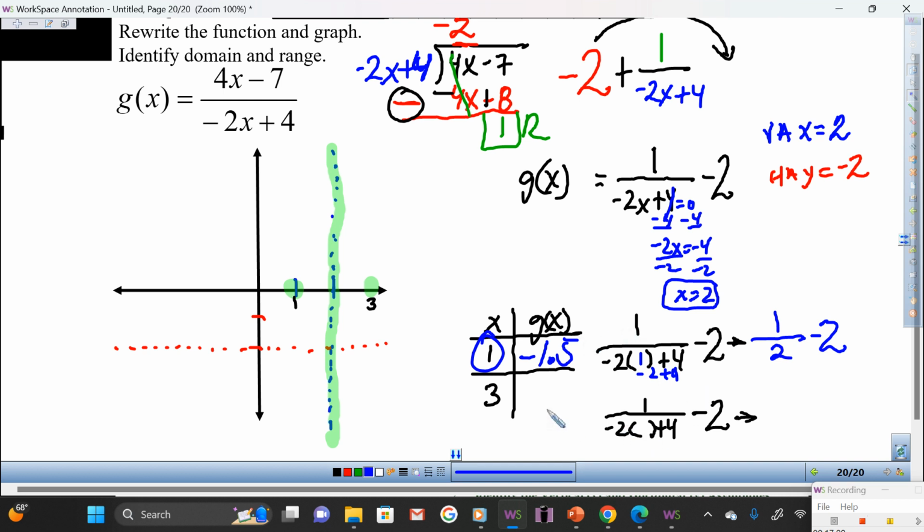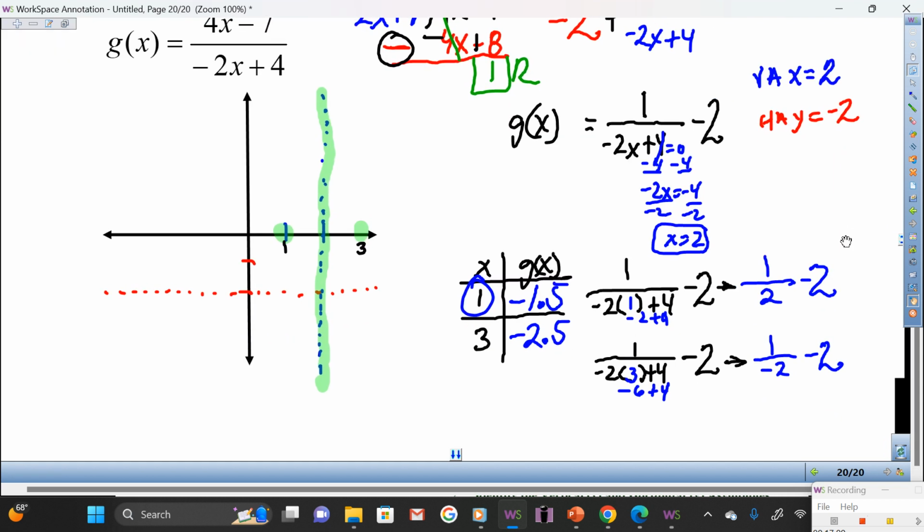Next value, 3. So we got 1 over. Here we go. Negative 2 times 3 is negative 6 plus 4, that's negative 2. So now we have a negative fraction and a negative number, so this is negative what? 2.5. Yes? So far so good?